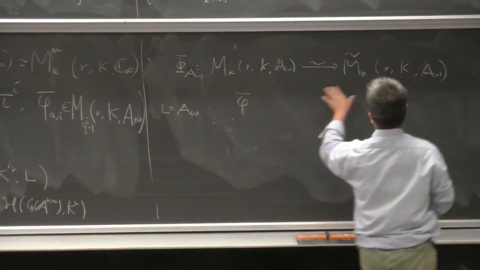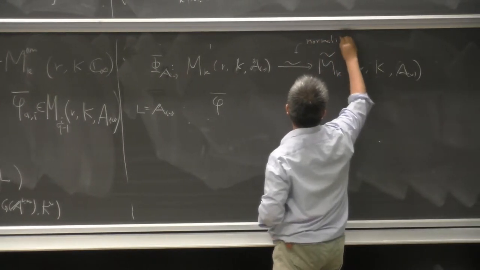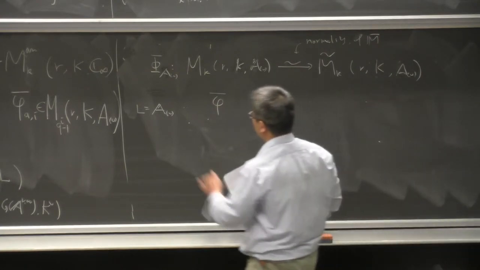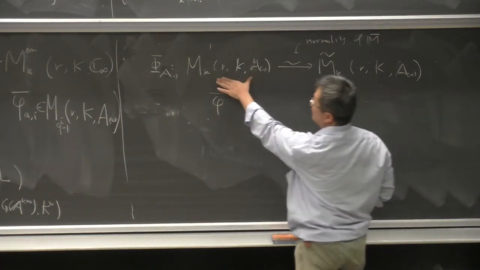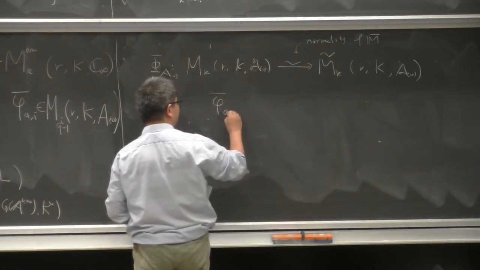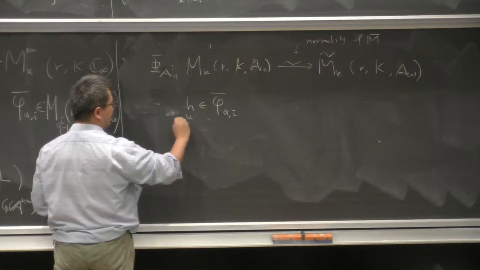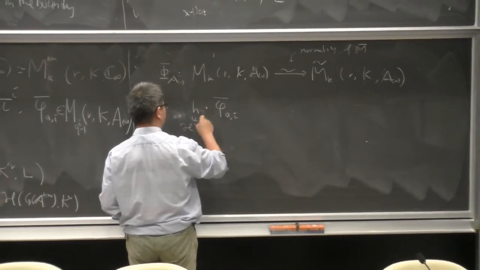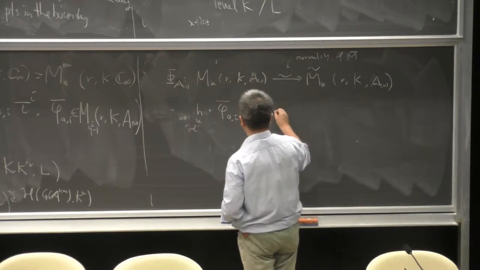Okay, so one can prove this using the normality of the modular space. And then with this, one can have the Hecke action on this modular space that we define, and living in here we have coefficient forms. One can show the following nice property: suppose I pick any H in the Hecke algebra, then these coefficient forms are all eigenforms.